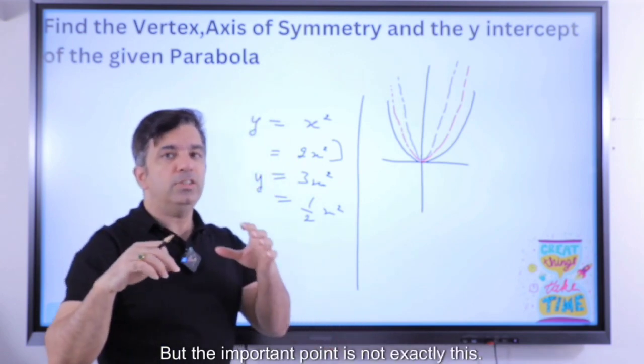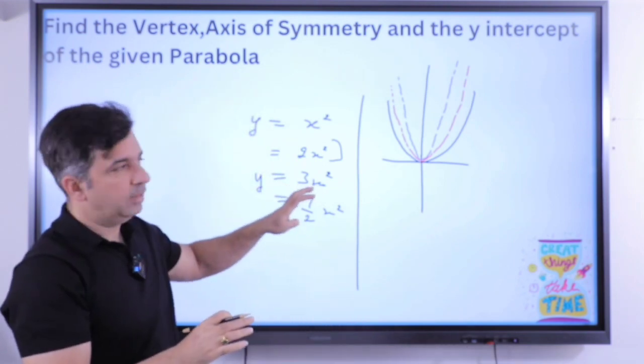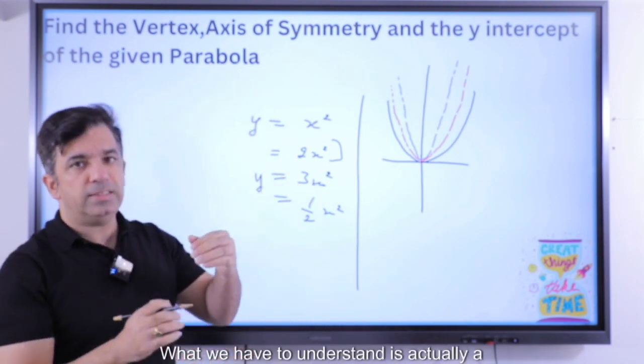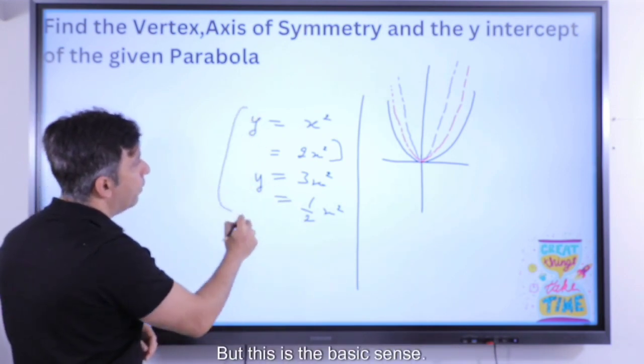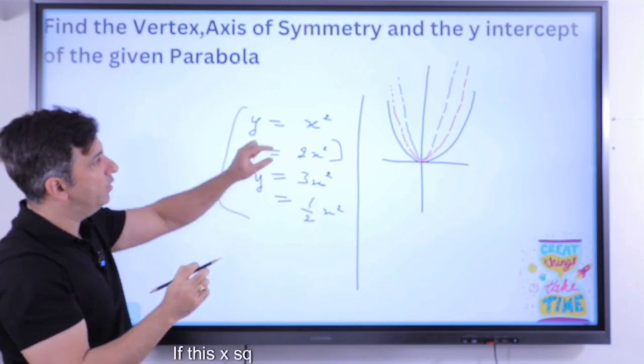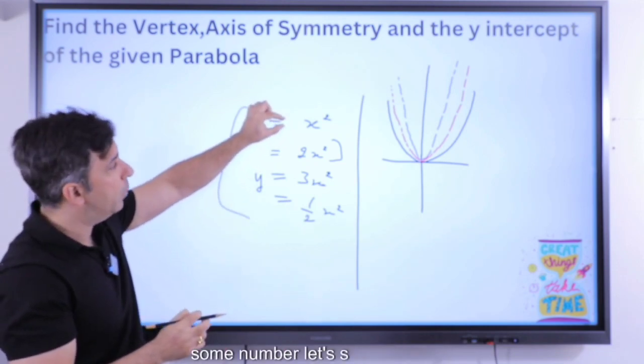But the important point is not exactly this. What we have to understand is actually a bit further than this point, but this is the basic sense if this x square is being multiplied with some number, let's say over here.